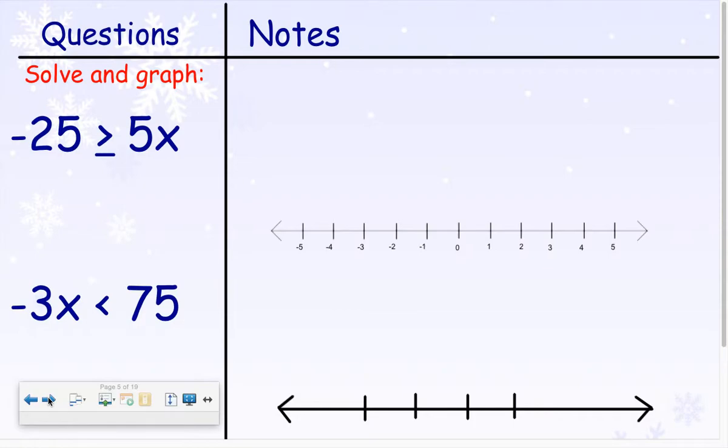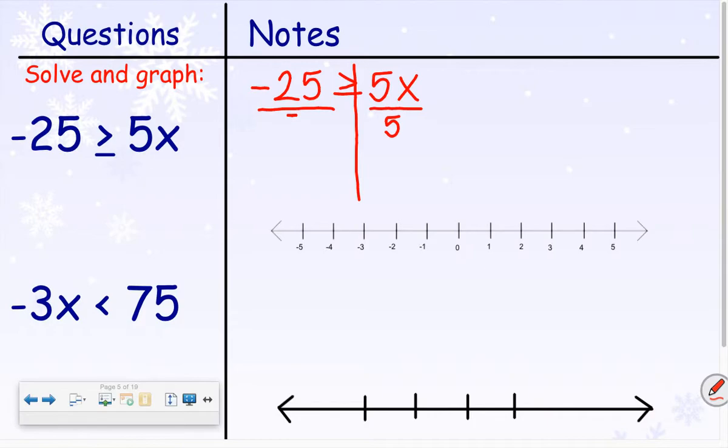All right, negative 25 is greater than or equal to 5x. To get x alone, divide both sides by 5. Now, you guys, it doesn't matter that the 25 is negative. You're not dividing both sides by 25. We're dividing both sides by the 5 to get x alone. So we don't have to flip on this one. Only if the 5 were negative would we need to flip.